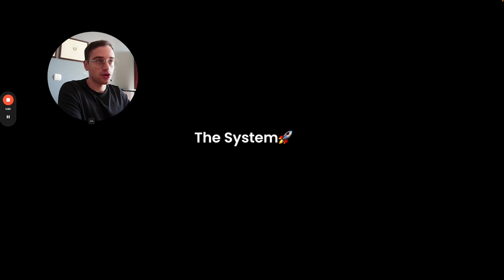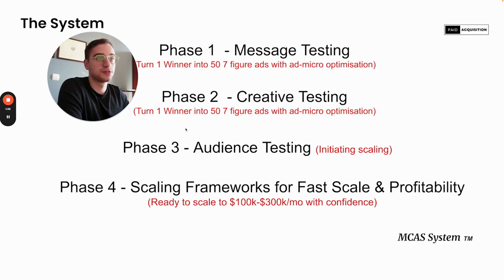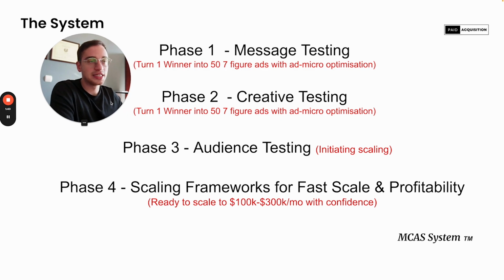Now, the system how we do this, how we scale accounts, it's a 4-phase system, it's an insane actual system. Once I developed that, I've been seeing consistent results. So we basically use single ad and variable isolation that progresses into 4 phases. So phase 1 and phase 2 is message and creative testing.